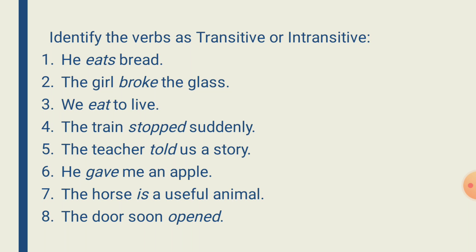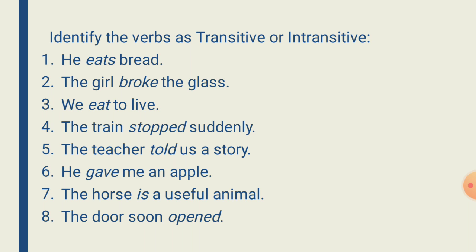The horse is a useful animal. In a sentence, listen, if there is a verb like is, am, are, was, were, you can easily come to the conclusion that the next part of the verb is a complement. A complement may be in the form of one word, maybe an adjective, maybe an adverb, or in the form of a phrase also, a group of words. And the last sentence, the door soon opened. There is no object, no complement, no phrase. Only subject and verb are there.